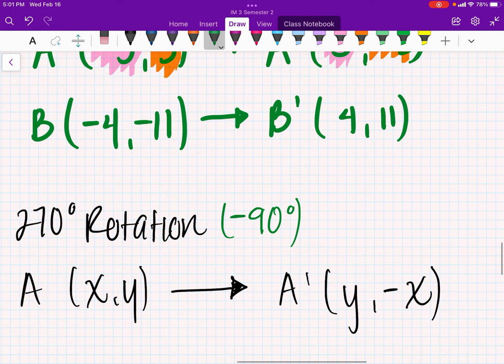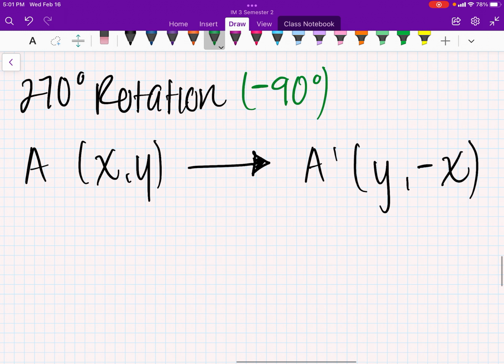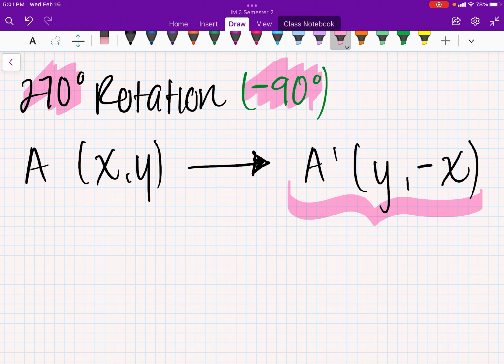Right? So here is the next one, and this one talks about a 270 degree rotation. Once again, 270 is the same thing as saying negative 90 degrees. Now, in this case, guys, with the 270 rotation, if we're given our point (x, y), when we do that transformation, we're going to switch the positions for x and y, and the old x is now going to be negative.